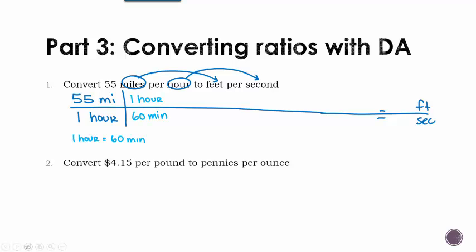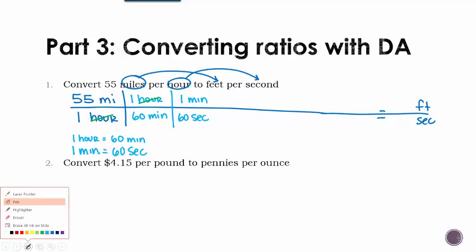And if we were to stop right now, we would have miles per minute, which we're getting closer, but we're not where we need to be. So let's keep going. Let's keep changing this. We got to convert it to seconds. So we know 1 minute is the same thing as 60 seconds. So remember, we want minutes to cross off, so that's going to go on the top. Seconds goes on the bottom. And if we were to stop right now, our units would be miles per second, which is close. We have the seconds part, but we got to convert feet into miles.